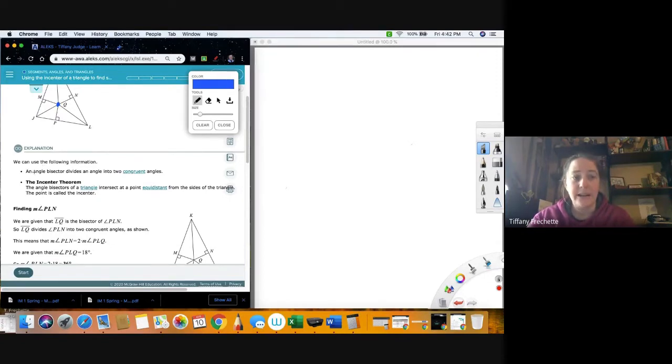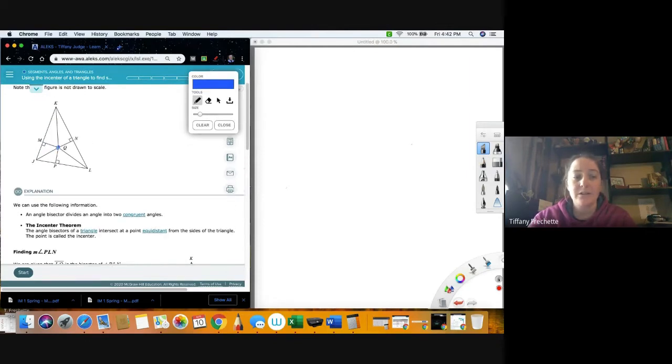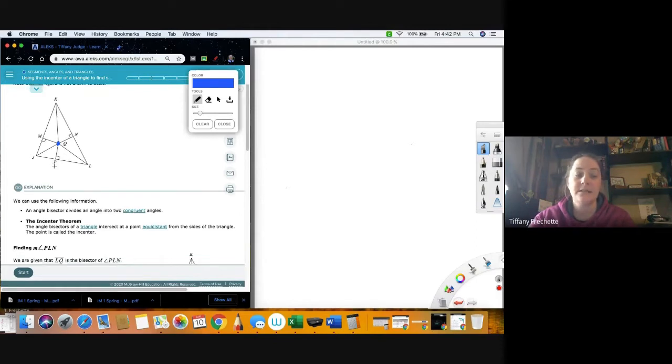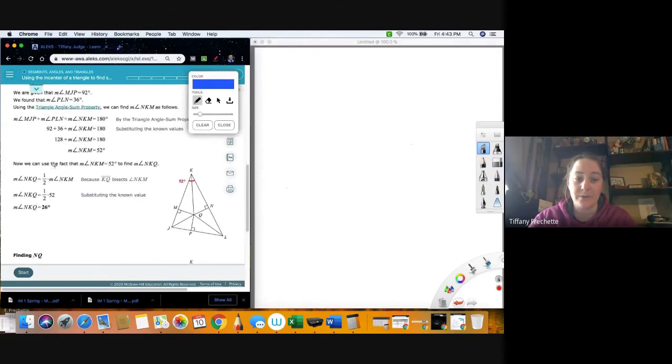An angle bisector divides an angle into two congruent pieces. So we've already talked about that. The incenter theorem: the angle bisectors of a triangle intersect at a point equidistant from the sides of the triangle. The point is called the incenter. So all of these pieces, PQ, NQ, and MQ, are equidistant, meaning that they're the same distance. That's what equidistant means. So if we know that those are equidistant, that's going to help us work out the rest of the problems here.